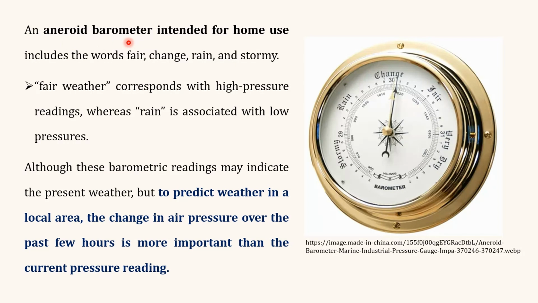Aneroid barometers are also designed for home use, and these include the words fair, change, rain, stormy, or very dry. So fair weather corresponds with a high pressure reading, whereas rain is associated with low pressure. Though these barometers may indicate the present weather, to predict the weather in a local area, the change in air pressure over the past few hours is more important than the current pressure reading.